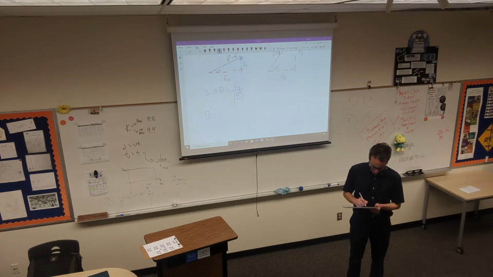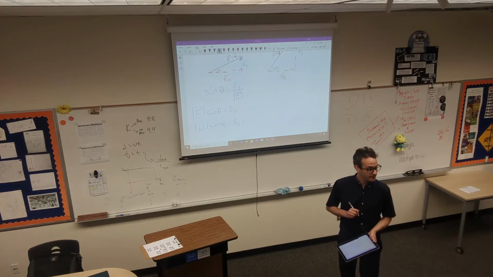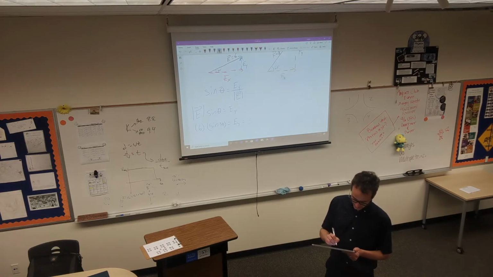You'll get theta equals inverse sine of Ey over E. Oh, wait, I don't want that. I know theta. So E multiplied by sine of theta equals Ey. The E vector is 6. So 6 sine of 30 and Ey, and what did you get? You know it's 3.